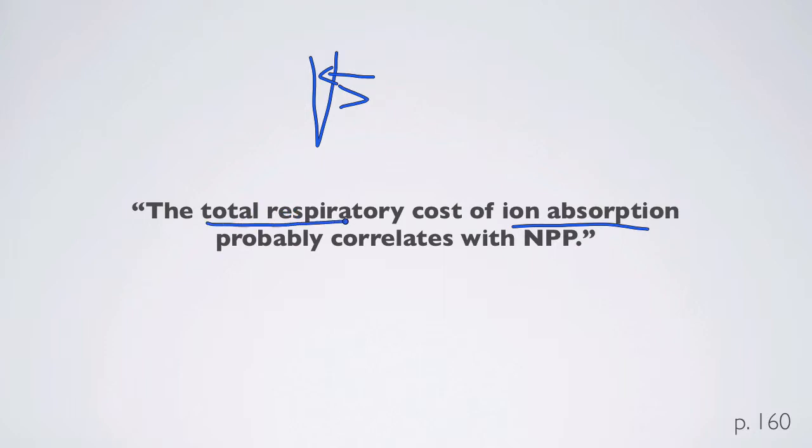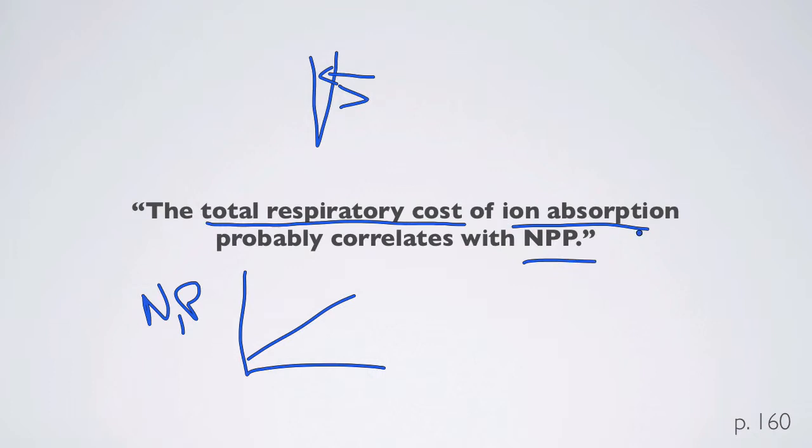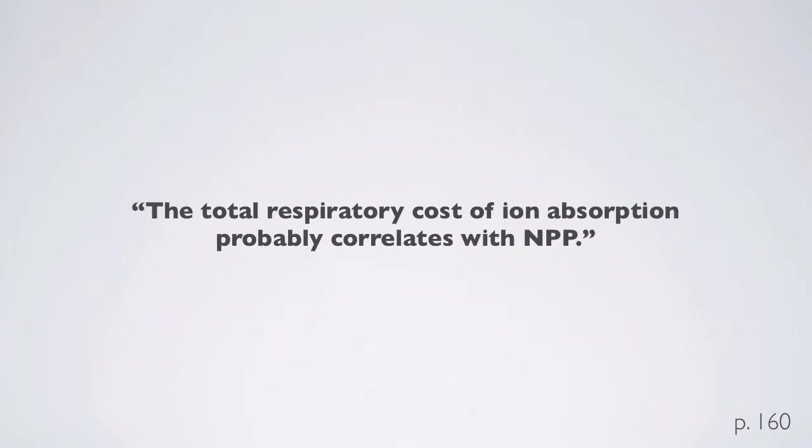But if we take a look at the patterns, the total respiratory cost of ion absorption probably correlates with NPP, because the greater your NPP, the greater the number of ions that you need, such as nitrogen or phosphorus. And so because plants require more nitrogen and more phosphorus the more that they grow, ecosystems with high NPP probably have higher ion absorption, but not necessarily proportionally more.